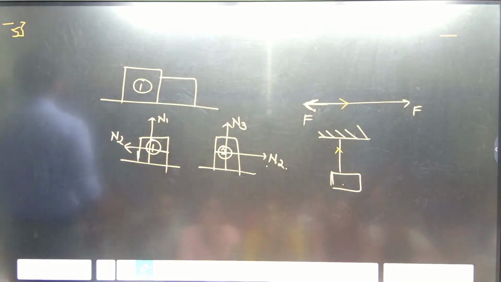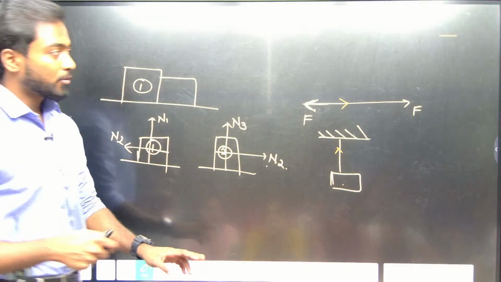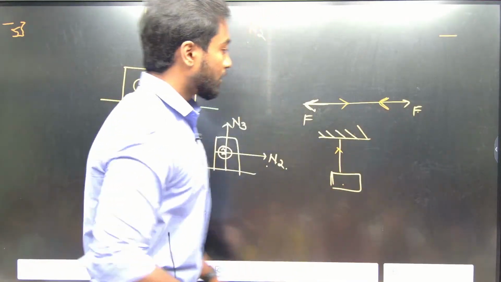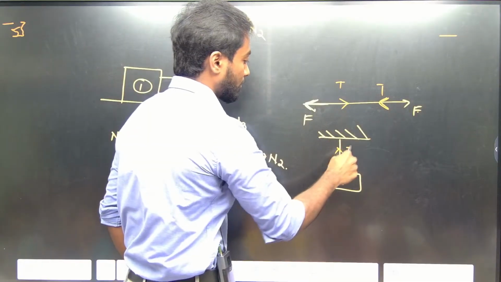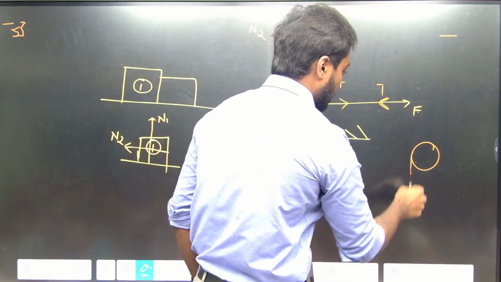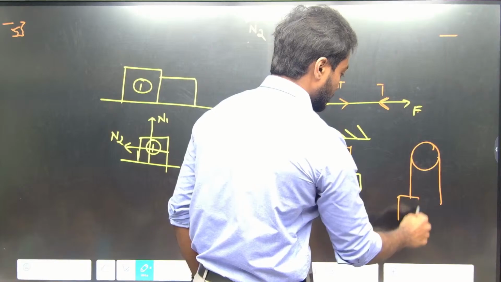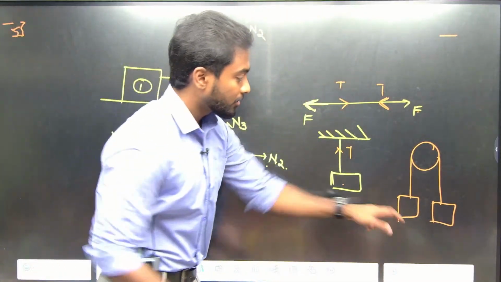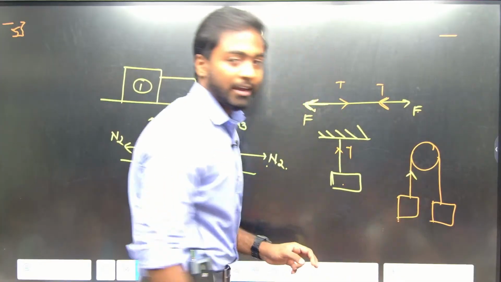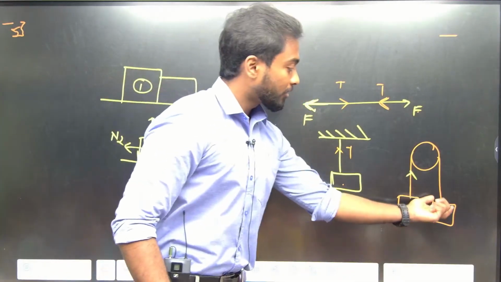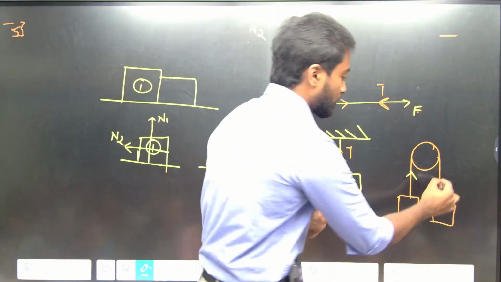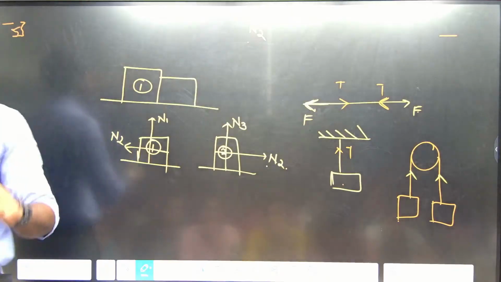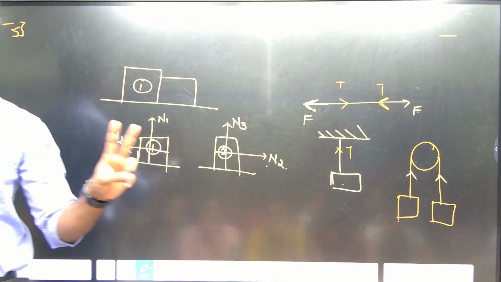Getting the point? Suppose I talk about this force, it is opposite. Tension, T, T, T. If I talk about a pulley, for this it will be upward direction. It will try to pull this, and this also it will try to pull in this direction. So for this also it is upward direction. Tension will always act away from the body.